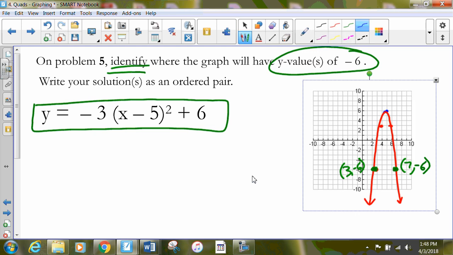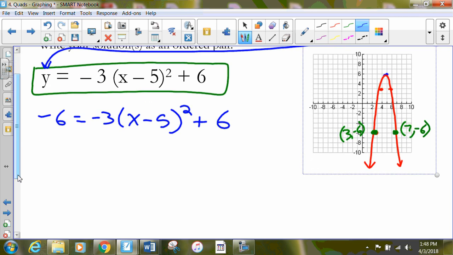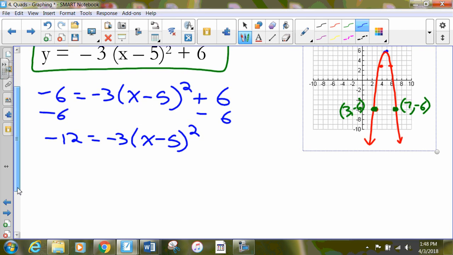If they want to know what x values give me a y value of -6, all I'm going to do is plug -6 in for y, and I'm going to solve. And I'm good at solving, and so are you. We've been doing this a lot, right? Solving quadratics. So here we go. Let's go ahead and subtract 6 from both sides because we're going to use the square root method to solve this. Sometimes that's tough to see, but I think everybody would agree that the square root method is the way to go here. We divide both sides by -3.